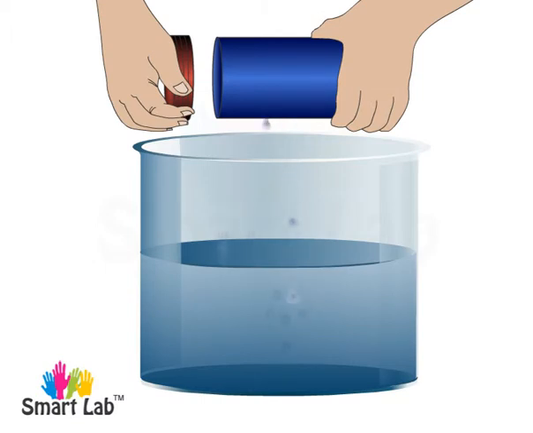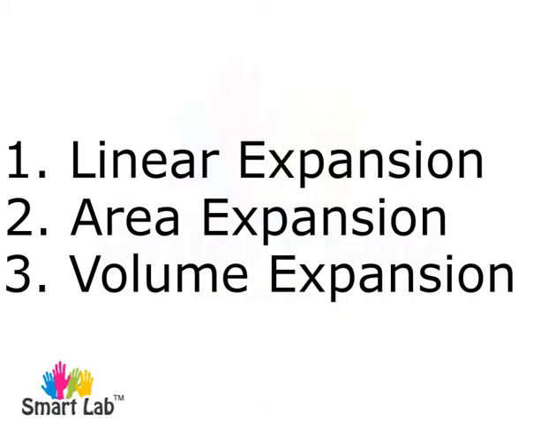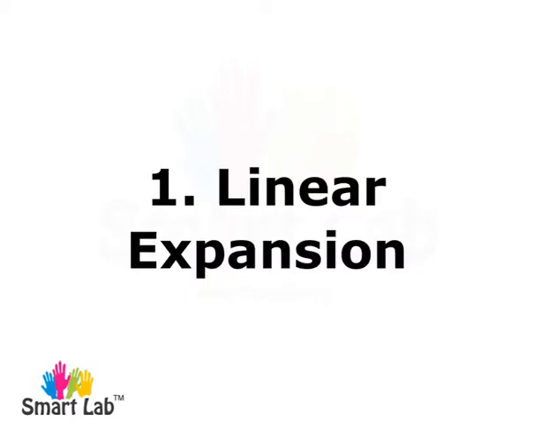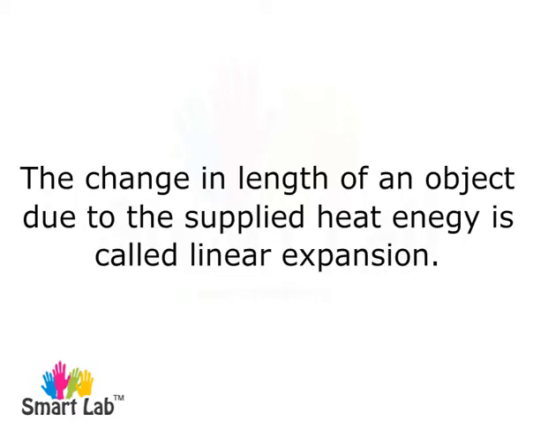There are three types of thermal expansion, namely linear expansion, area expansion, volume expansion. Linear expansion. The change in length of an object due to the supplied heat energy is called linear expansion.